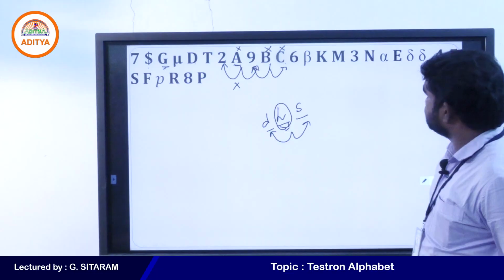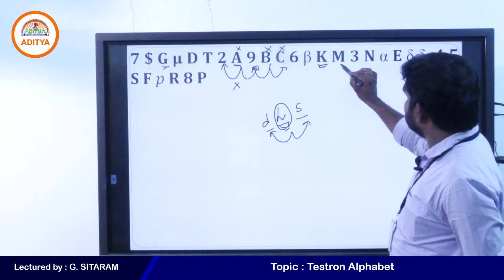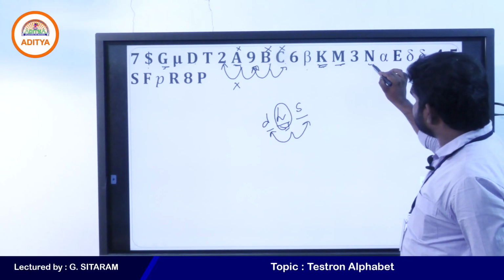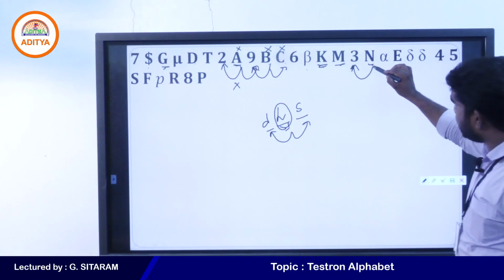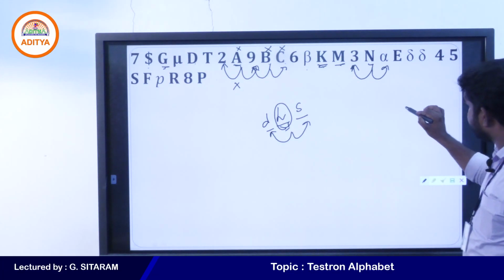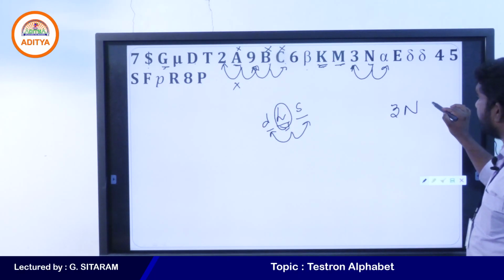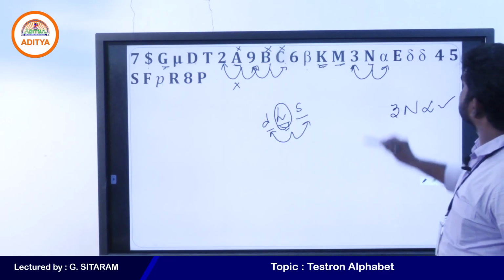Then take K. Is it preceded by a digit? No. M. Is it preceded by a digit? No. Then N. Is it preceded by a digit? Okay. Is it followed by a symbol? Yes, so you have to take N. It is preceded by a digit and followed by a symbol. You have just one pair here.